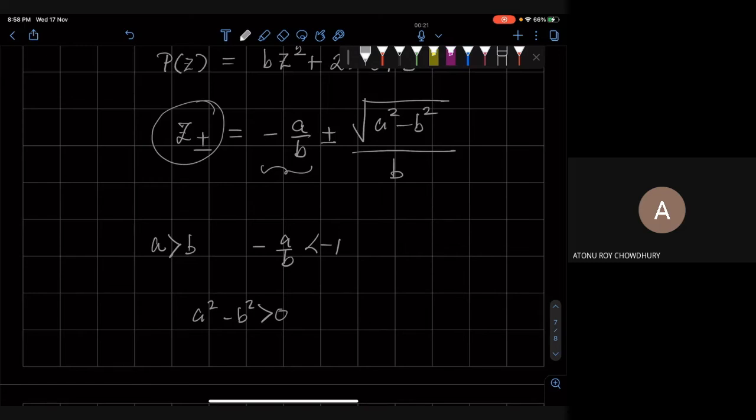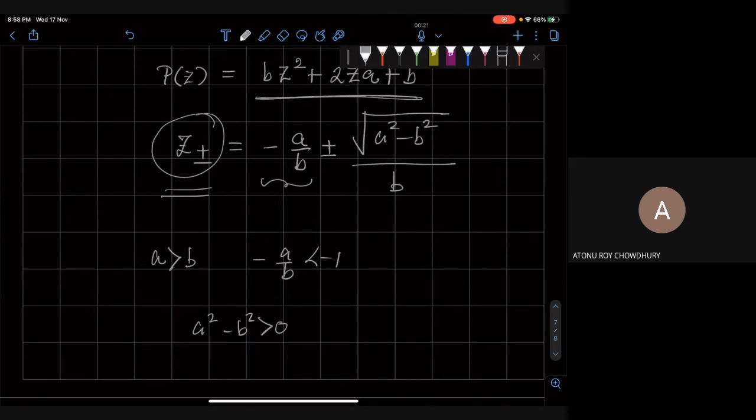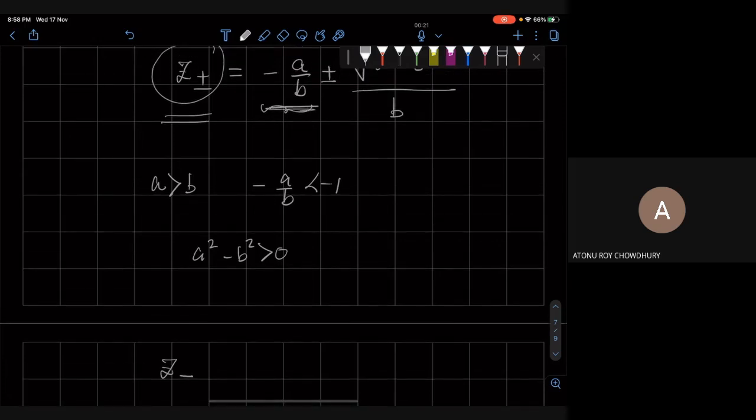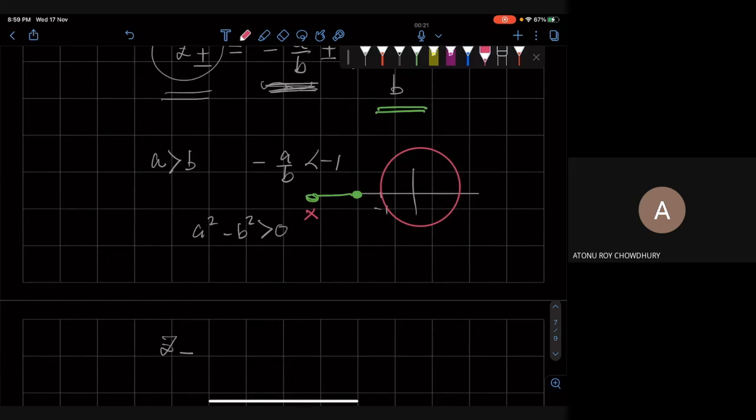So that means that of these 2 roots of this polynomial, one of them, z minus, is negative. If this is minus 1, then minus a over b is somewhere here, and then we are subtracting from it another positive number, so it's going to be even further over there. Whereas our circle has radius 1, so the circle is like this. So obviously this point is not inside the circle. So z minus is not inside the circle.